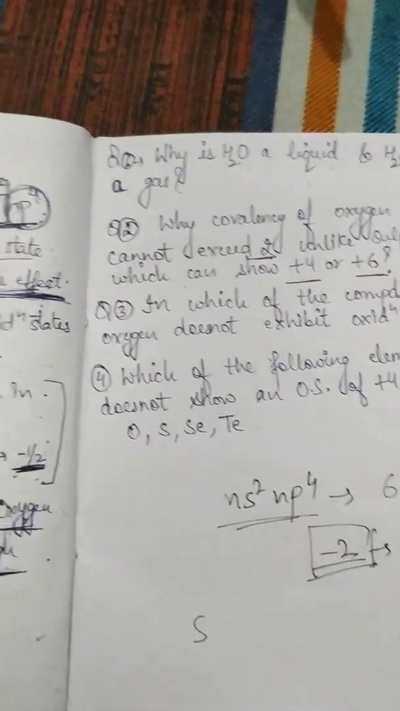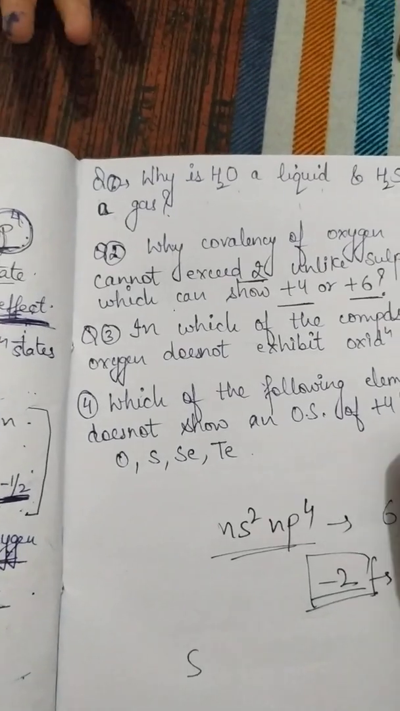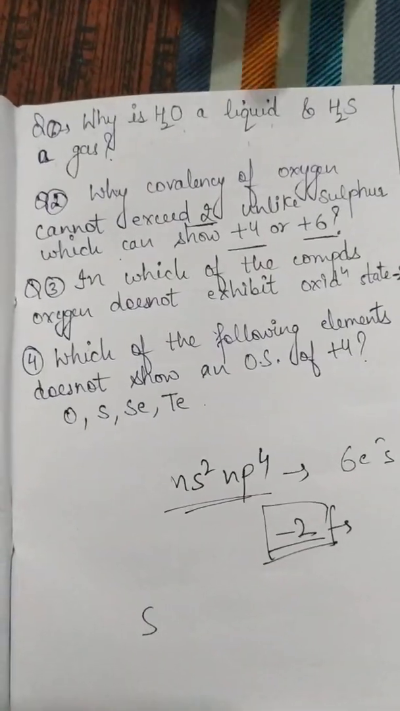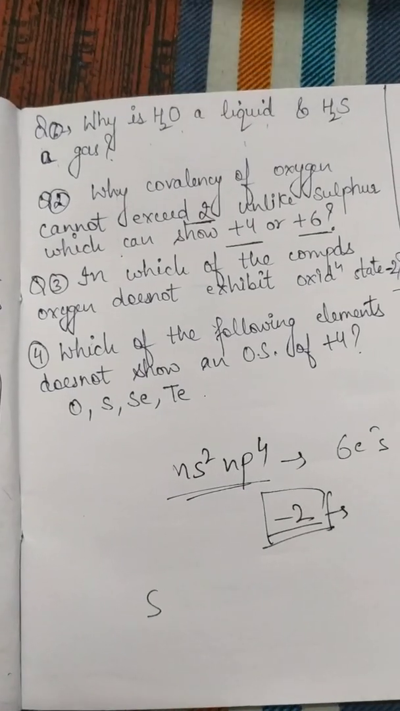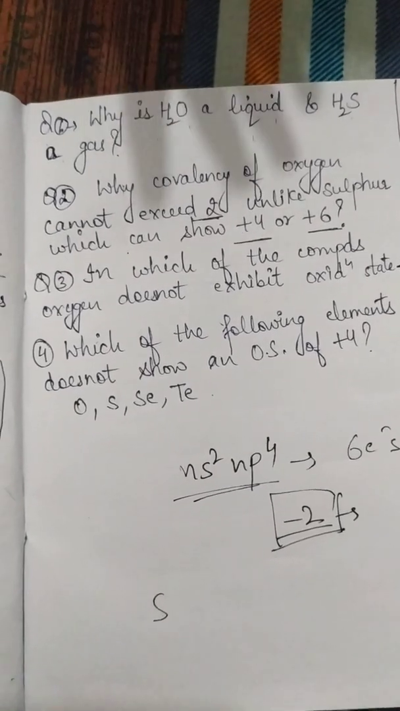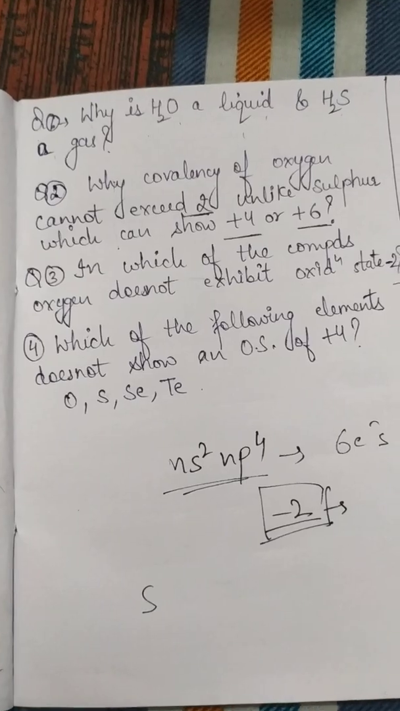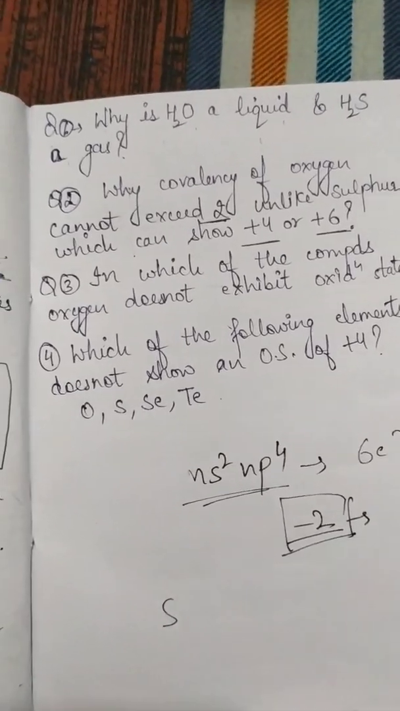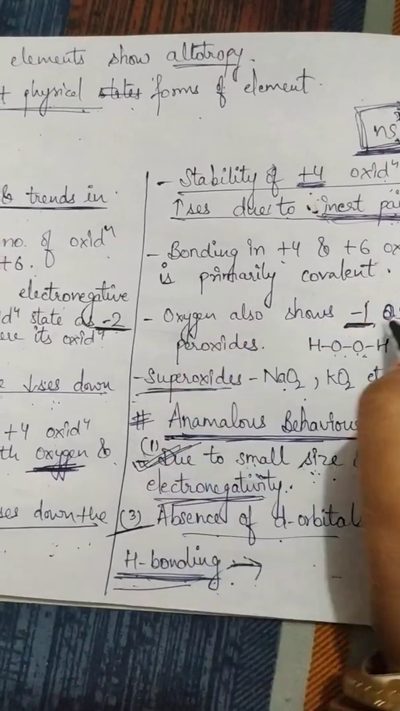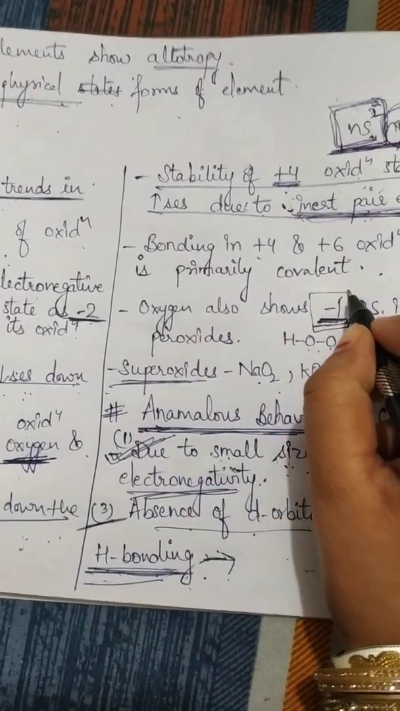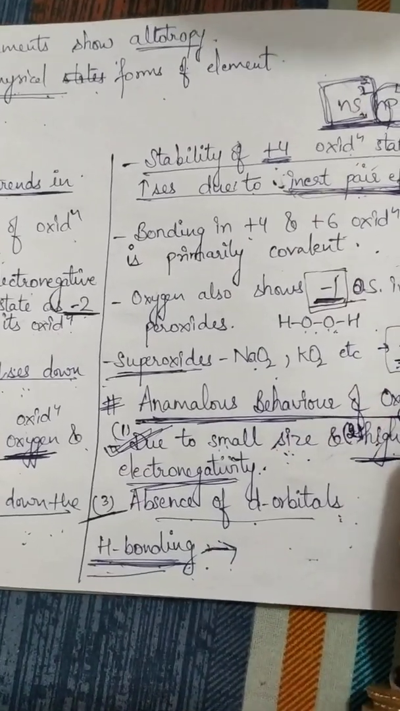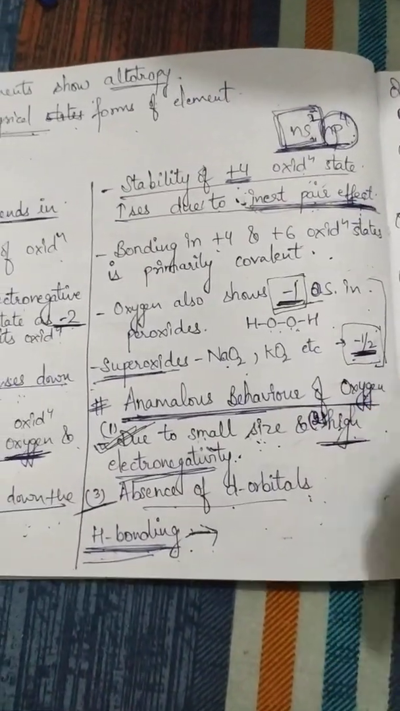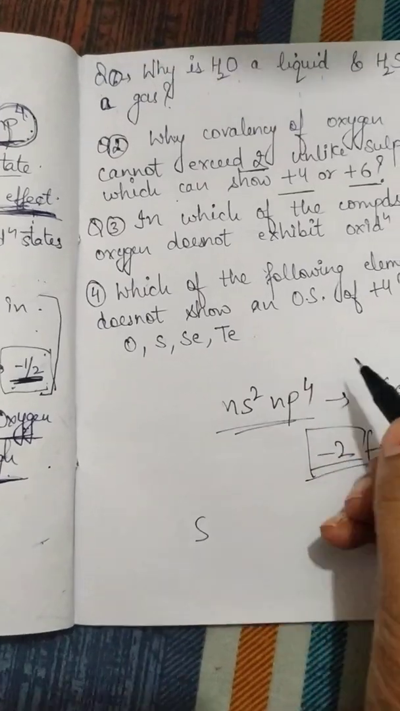Another question can come: in which of the following compounds does oxygen not exhibit the oxidation state -2? The answer is, if oxygen forms bonds with fluorine, it shows oxidation state +2 or +4, depending upon whether it binds with 2 fluorine or 4 fluorine atoms. Second answer: in the case of hydrogen peroxide, it shows an oxidation state of -1, and in the case of superoxide, it shows a -1/2 oxidation state.